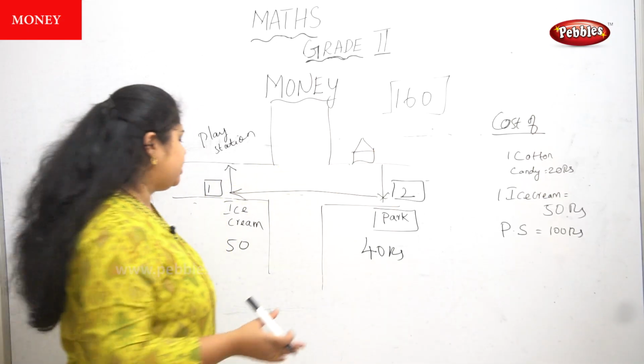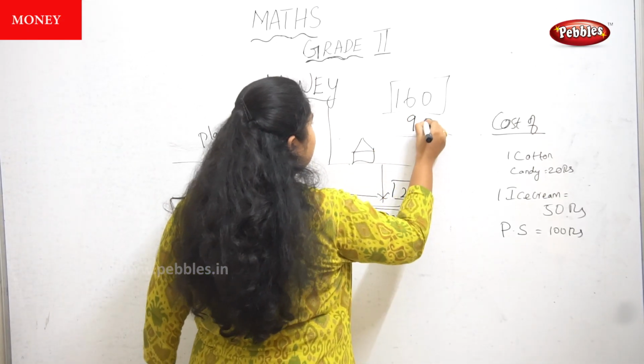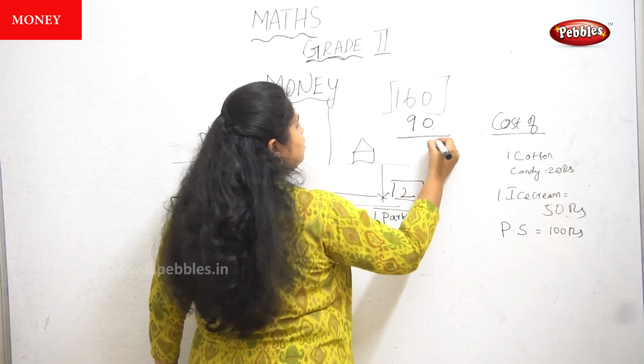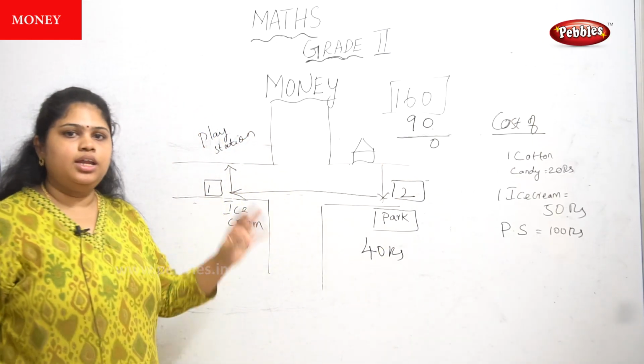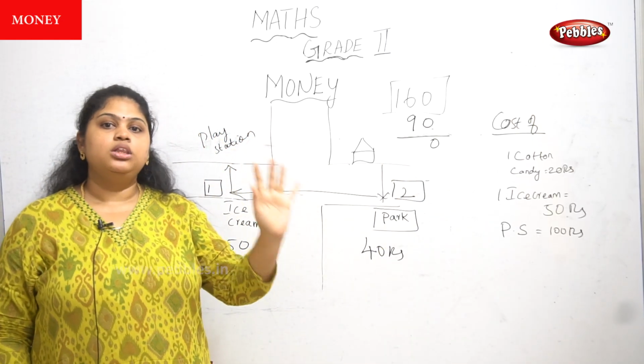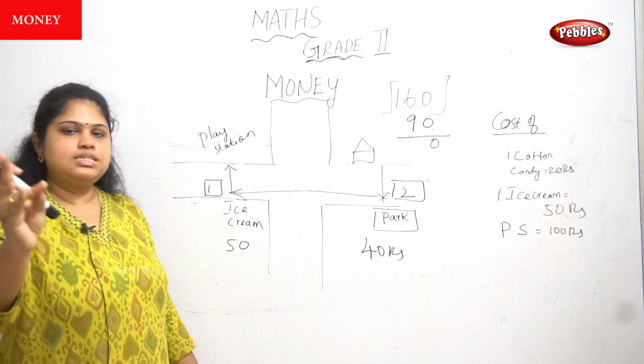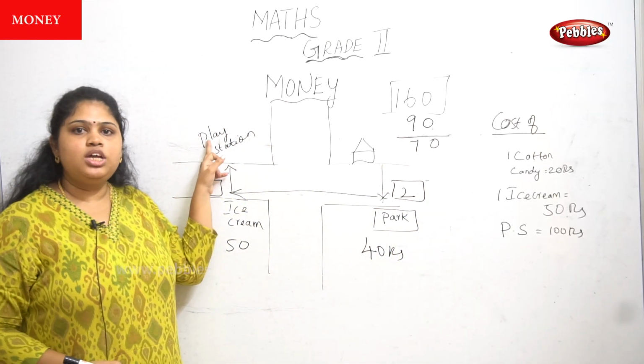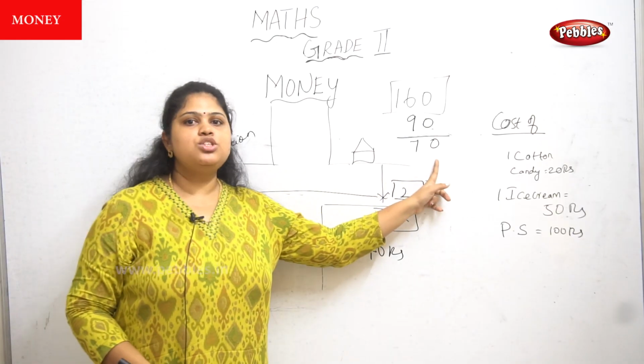You have spent 90 rupees. So how much balance do you have? 160 minus 90, that is 70. So the balance you have is 70 rupees. When you reach the PlayStation, how much balance do you have?